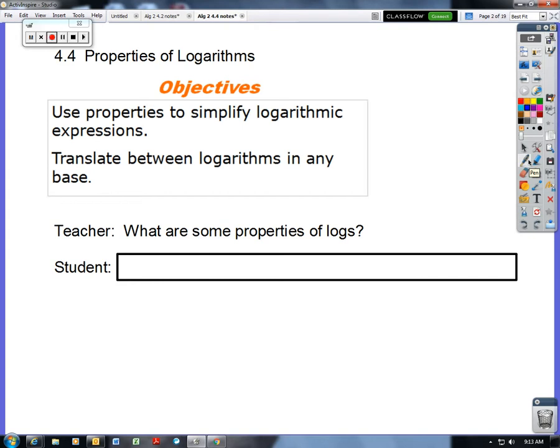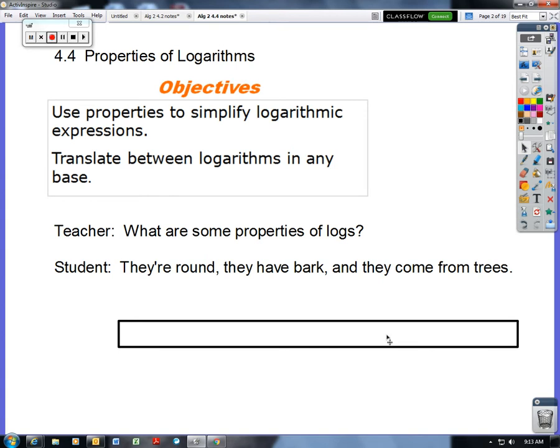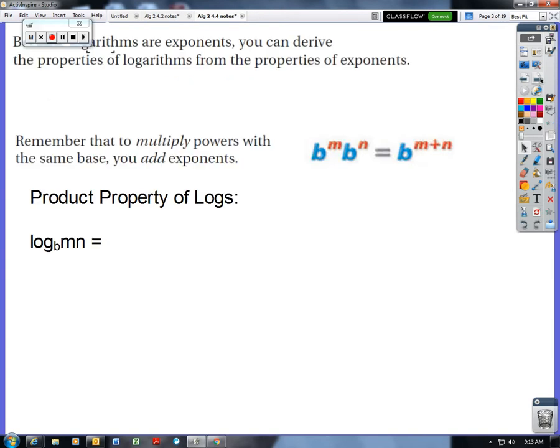Our joke for the day is the teacher asks, what are some properties of logs? And the student is thinking quite differently, and they're saying they're round, they have bark, and they come from trees. But no, the teacher is thinking of things like stuff on this page.